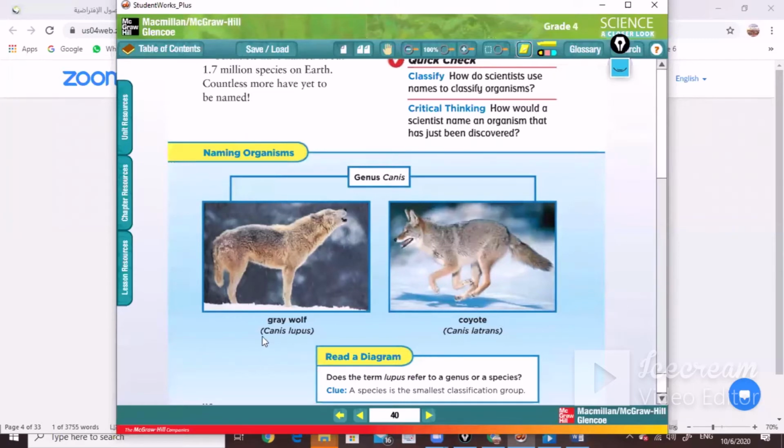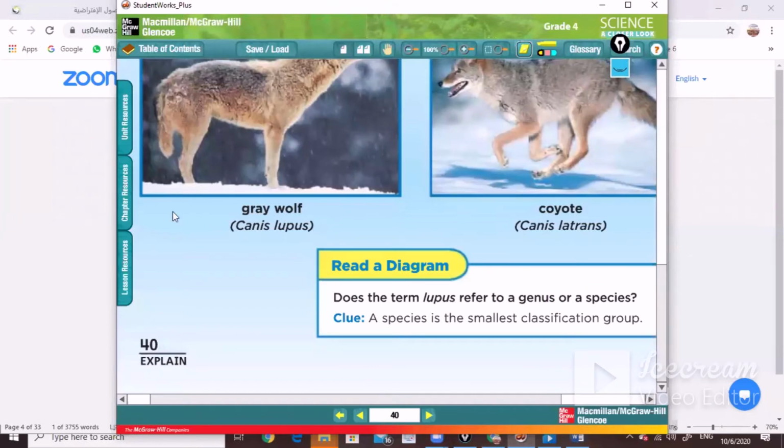But in fact, we have a scientific name down here, guys. Look down in your book. You can see these two words here: Canis lupus, Canis latrans. What is similar and what is different between these two names? What are the same things here, and what are the different things for these words?